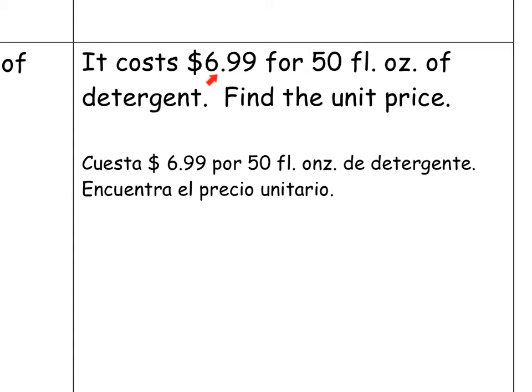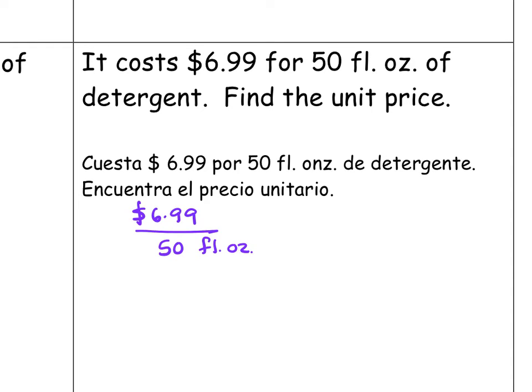It costs $6.99 for 50 fluid ounces of detergent. Find the unit price. So what ratio do you think we should write in order to find the unit price?